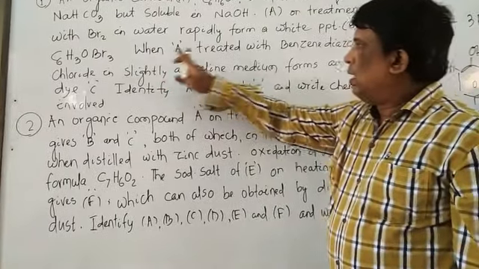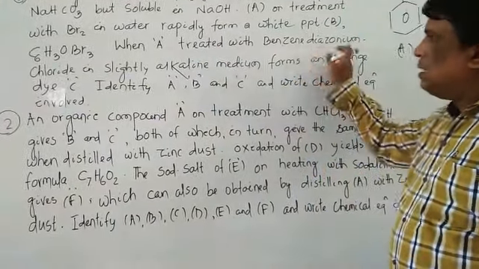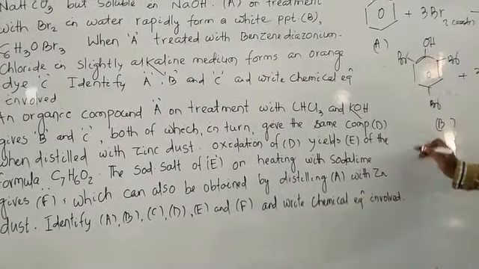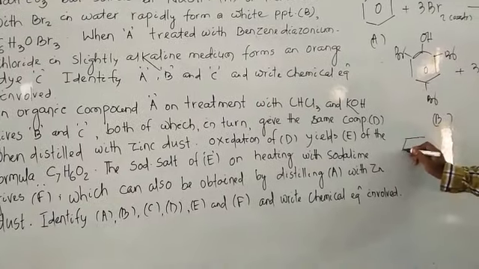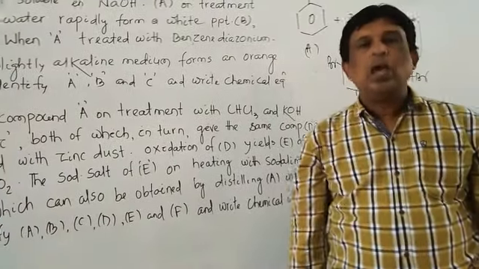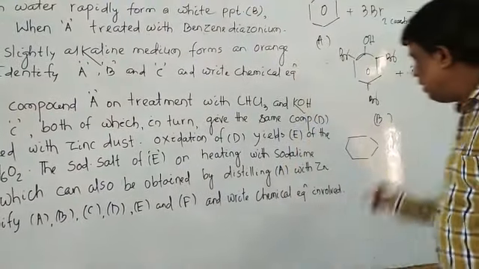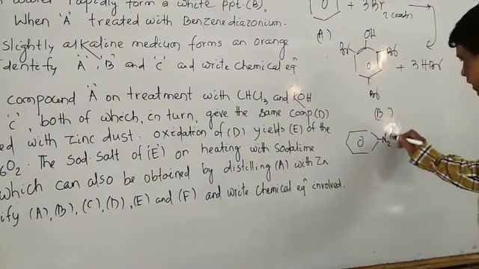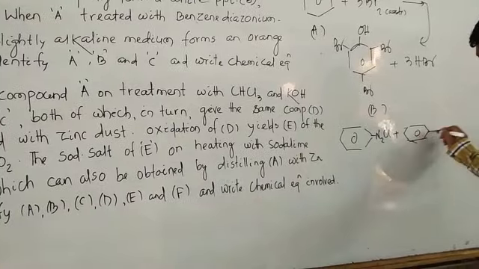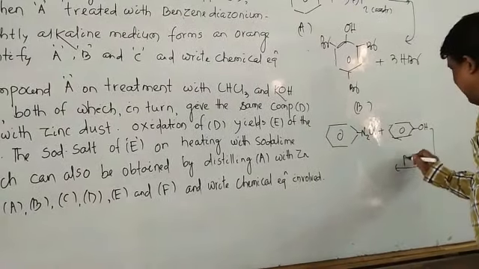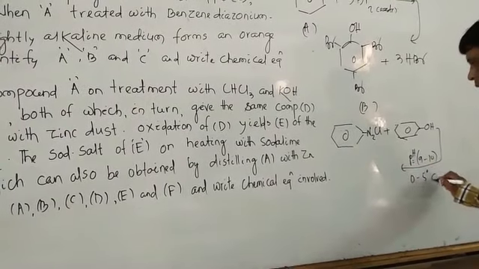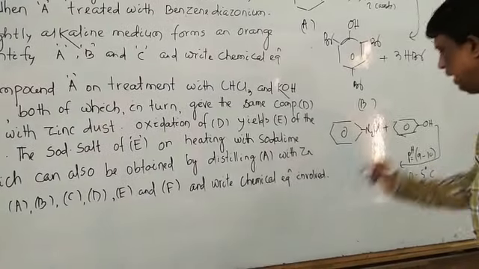When A is treated with benzene diazonium chloride in slightly alkaline medium, mark the equation. We know that this is known as the coupling reaction, formation of an azo dye. When benzene diazonium chloride reacts with phenol in slightly alkaline medium, pH 9 to 10, at 0 to 5 degrees centigrade, a dye is formed.